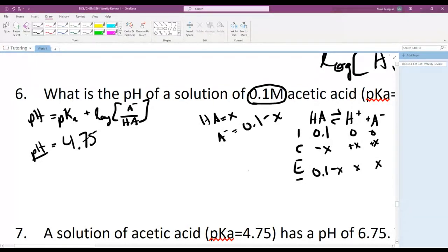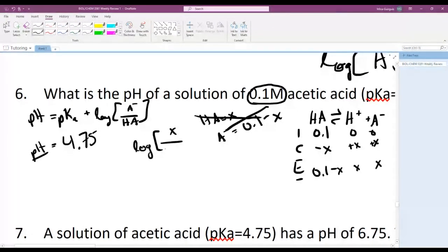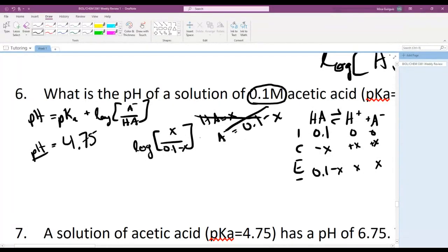So I actually did this part backwards, so if we want to ignore this, we totally can, but this is where that comes from. If I define A minus as x here, then I can rewrite this as log of x over 0.1 minus x, okay? The reason that I flipped it is because it's effectively the same thing. You just get a different value for x.